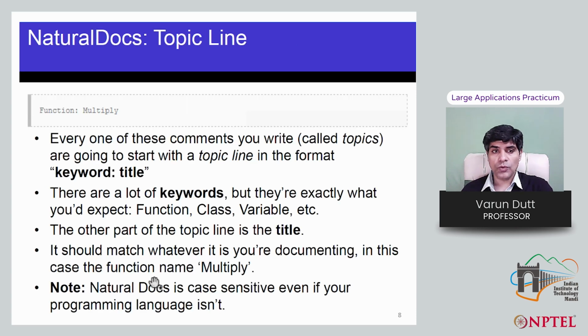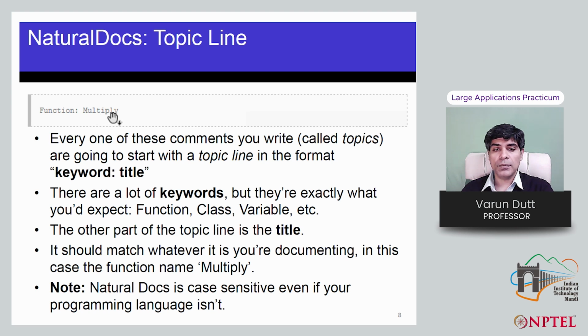So now this is called the topic line, which we have already defined, and it is written as function : multiply. So every one of these comments you write, called topics, is going to start generally with a topic line, like the function keyword followed by a : and a title. In this case, it's a function multiply, so we have written function : multiply. And there are a lot of keywords like function, class, variable, which you can define. The other part of the topic line is the title. It should match whatever you're documenting, in this case the function multiply.